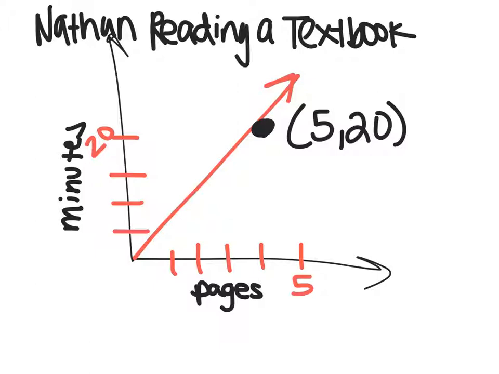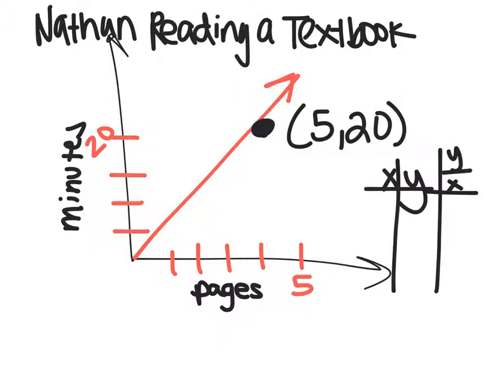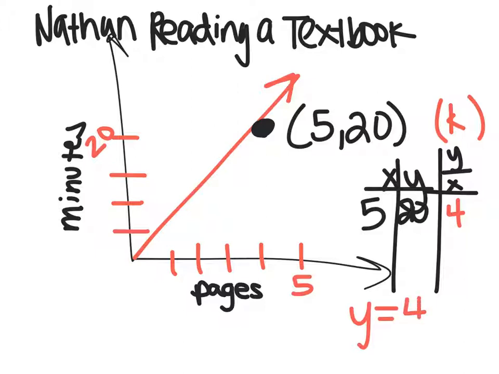pages in 20 minutes. If I take this story and put it into a chart, then my x is 5 and my y is 20. So my constant of proportionality, my k, is 4, because 20 divided by 5 is 4. That means that my equation would be y equals 4x.